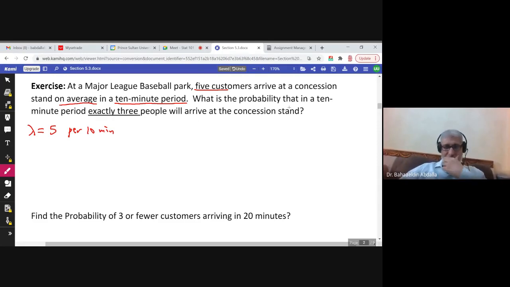What is the probability that in a 10-minute period? If he is asking about a 10-minute period, it is the same segment we are using, so T is 1. Number of segments is 1. If he says in a 20-minute period, then T is 2. If he says in a 30-minute period, then T is 3. What is the probability that exactly 3 people will arrive at the concession stand? How to find probability of 3?